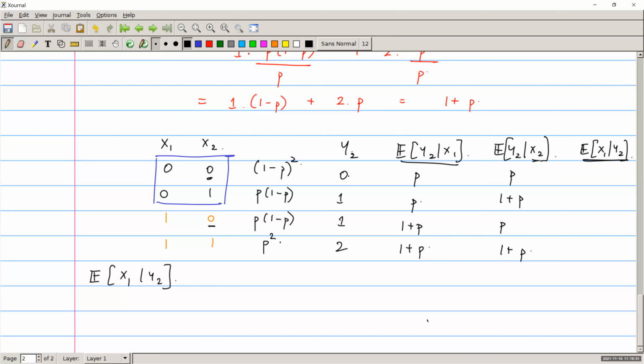Here y2 takes on three different values. This row corresponds to y2 equals 0. Both of these rows correspond to y2 equals 1, so they'll get the same number. And the last row corresponds to y2 equals 2, and that will get another number potentially. So we need to compute the black number, green number, and the blue number.